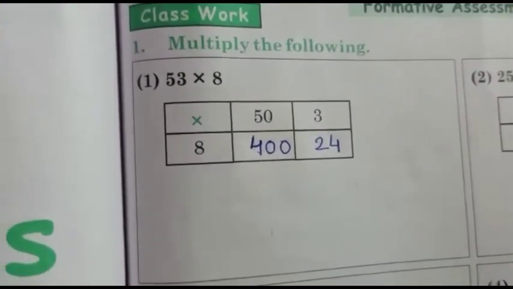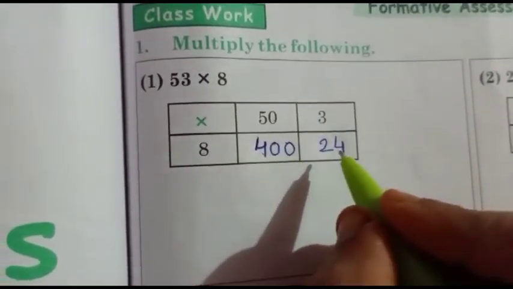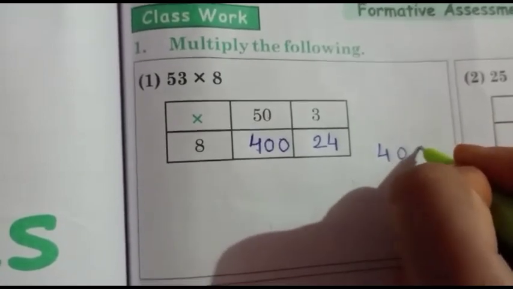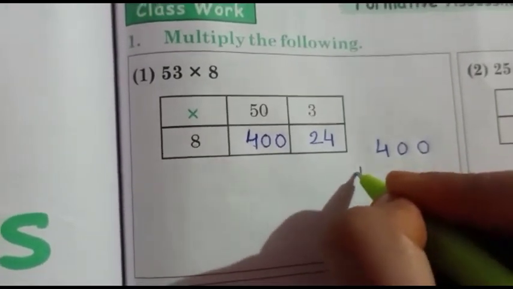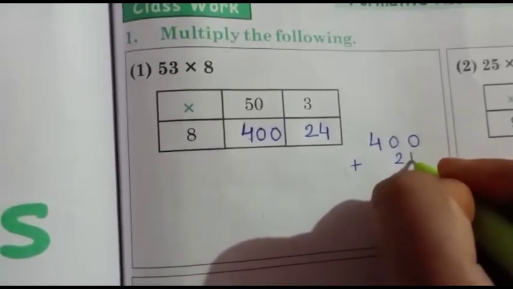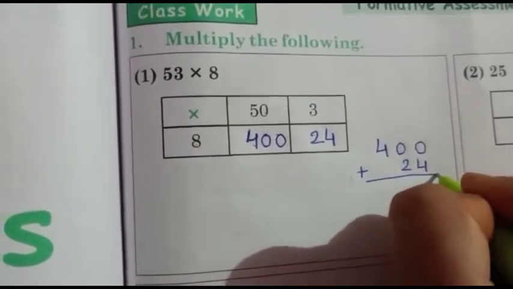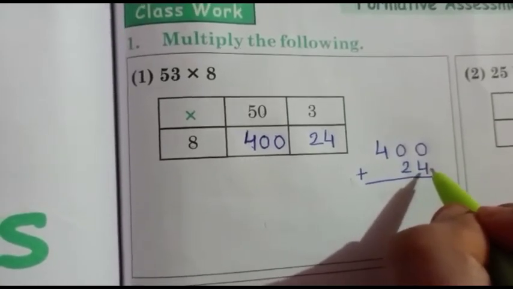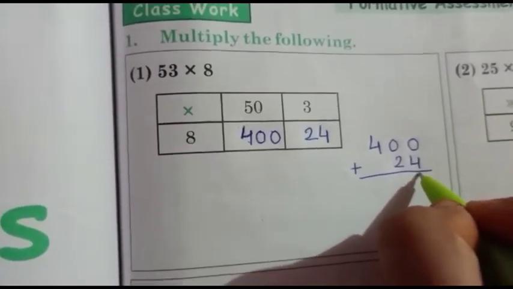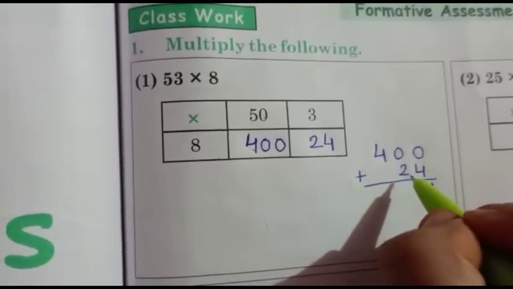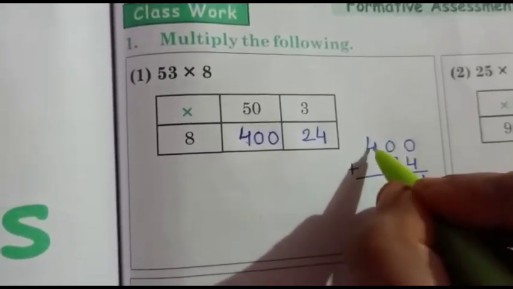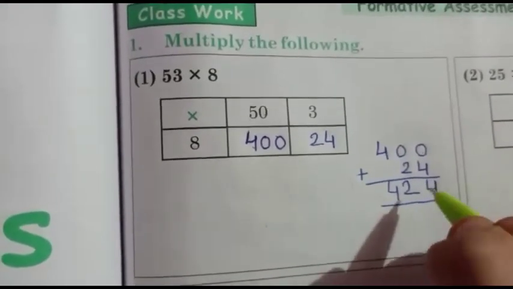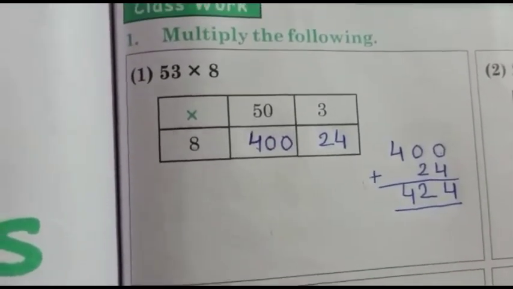Now to find out the final answer, you need to add both the numbers. So you will write 400 plus 24. As you know, while doing the addition, you have to write always from the units place. 0 plus 4, 4. 0 plus 2, 2. And this 4 you will write as it is. So the answer is 424.